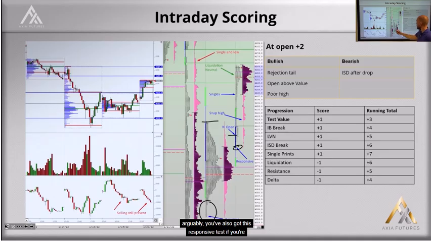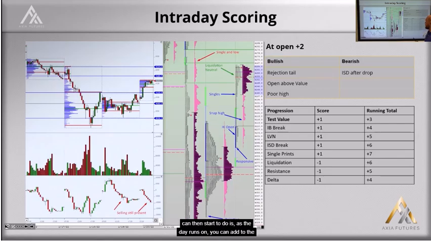Arguably, you've also got this responsive test if you're looking at the IB, but if you're just coming in at the open, from the open, you've got the bad high, you've got open above value on the back of a neutral day and a tail, which adds to the bullish side of things. Bearish story, we have just followed a drop, and you've got an inside day as well, which opens up the possibility of a move down. But aside from that, there's no other majorly bearish information here.